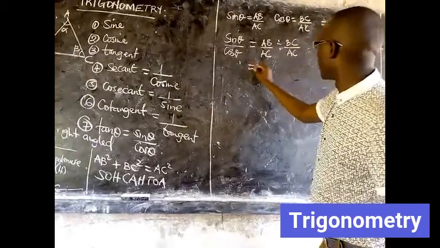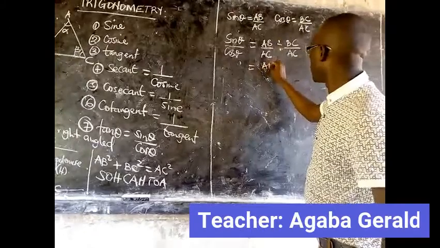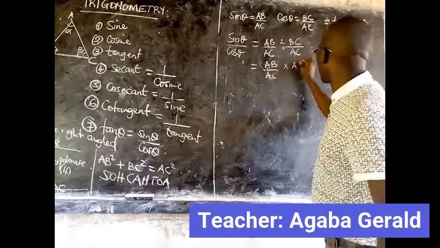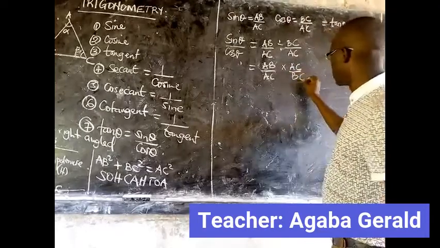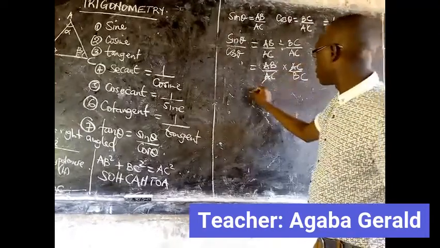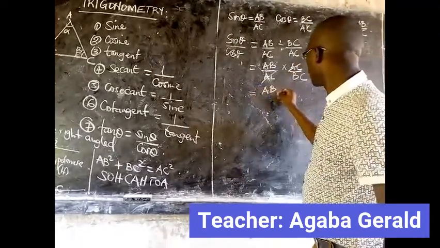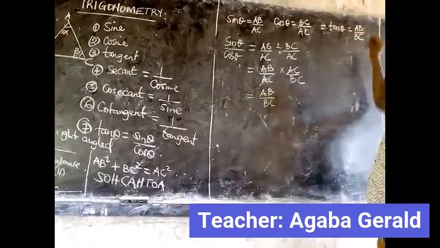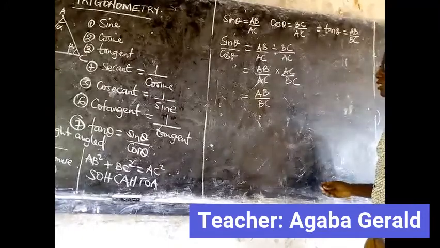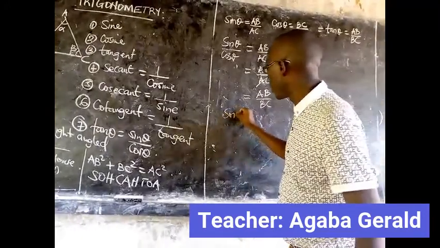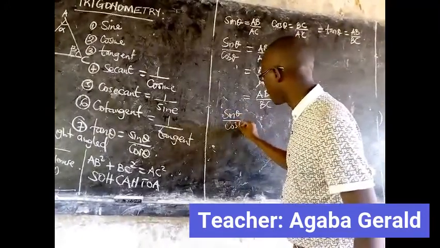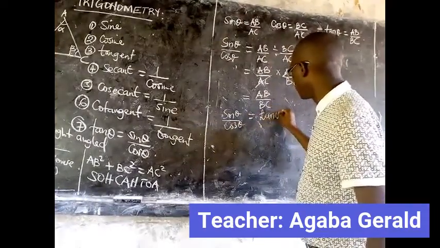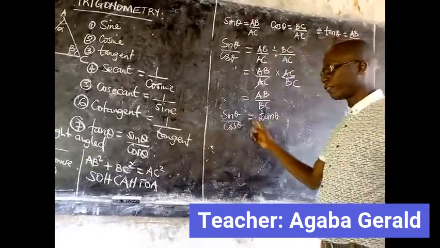So this one will give us AB out of AC times AC out of BC. AC cancels all this, we will remain with AB out of BC. But do you have AB out of BC? Yes. AB out of BC was tan theta. Hence, whenever we have sine theta out of cos theta, it is as simple as saying that this one is the tan of theta. So this is the first proof.